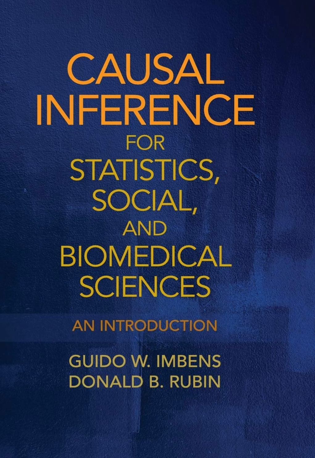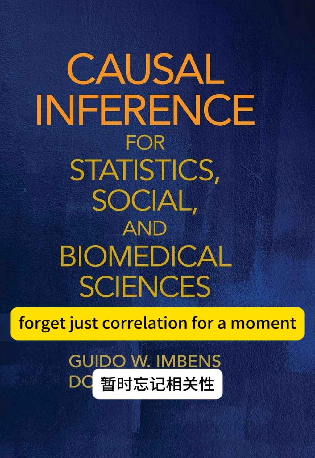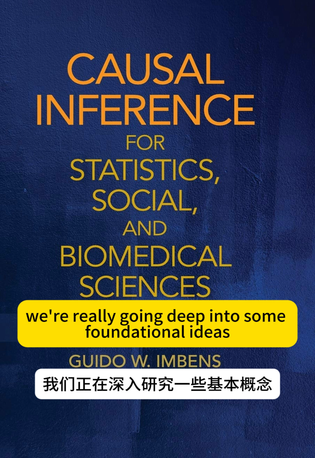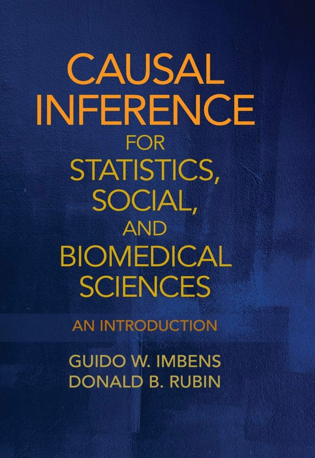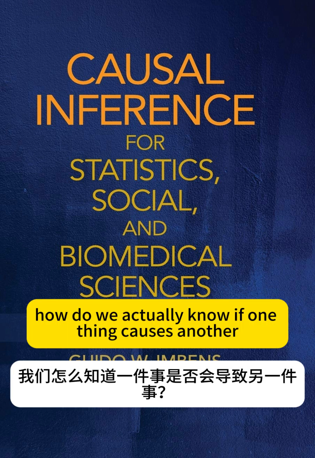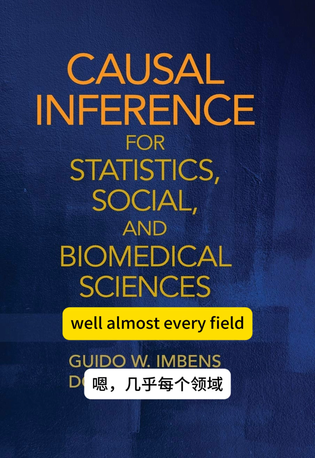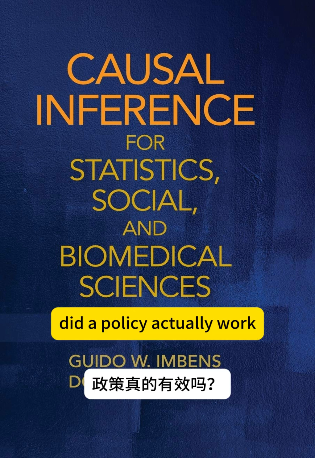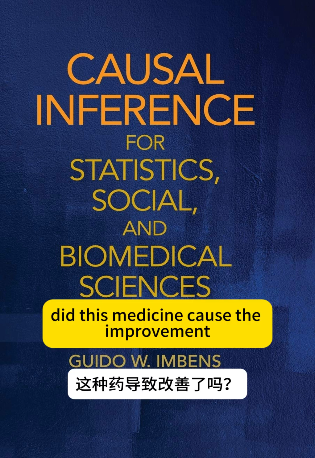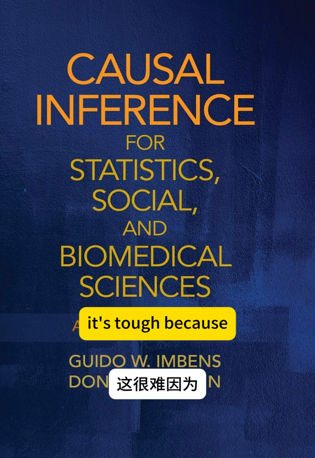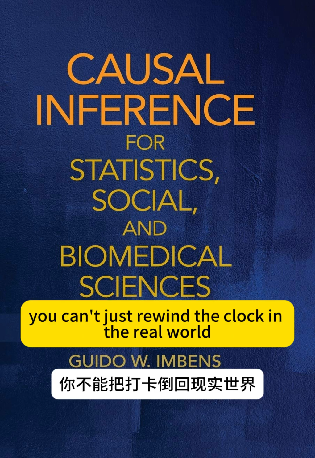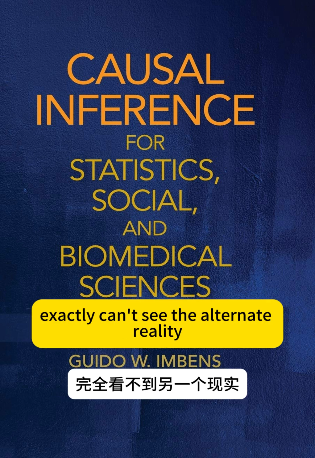Today, let's forget just correlation for a moment. We're really going deep into some foundational ideas about a much harder question. How do we actually know if one thing causes another? It's such a critical question, isn't it? For, well, almost every field. Did a policy actually work? Did this medicine cause the improvement? It's tough because you can't just rewind the clock in the real world. Exactly. You can't see the alternate reality.